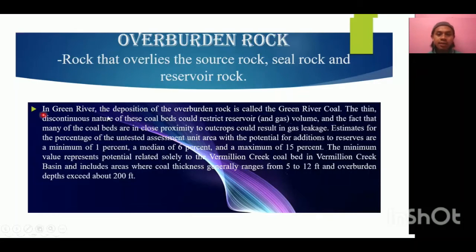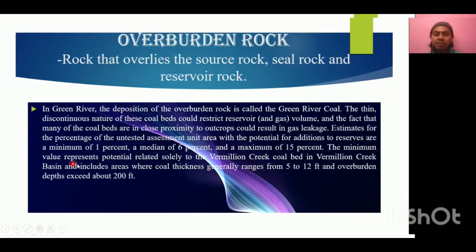In Green River, the deposition of the overburden rock is called the Green River coal. The thin, discontinuous nature of the coal beds could restrict reservoir and gas volume, and the fact that many of the coal beds are in close proximity to outcrops could result in gas leakage. Estimates for the percentage of the untested assessment unit area with potential for addition to reserves are a minimum of 1%, a median of 6%, and a maximum of 15%.